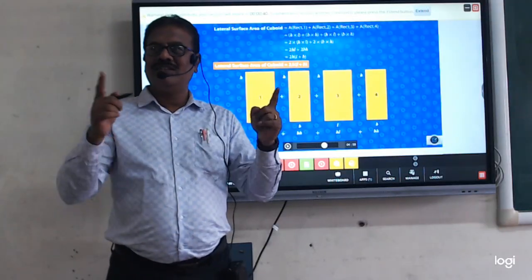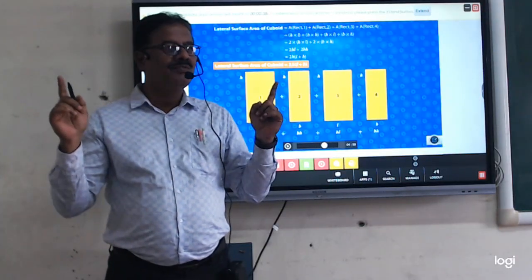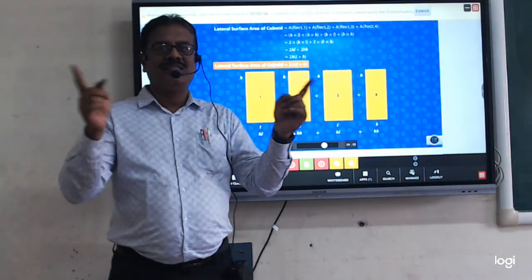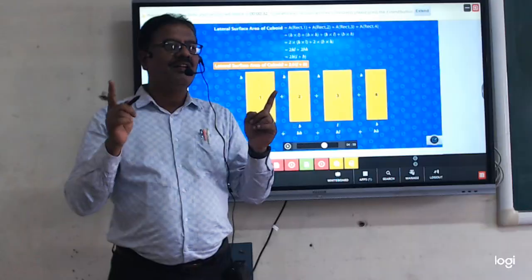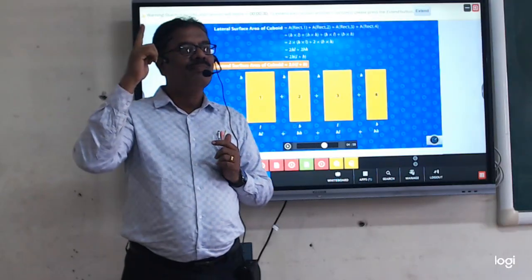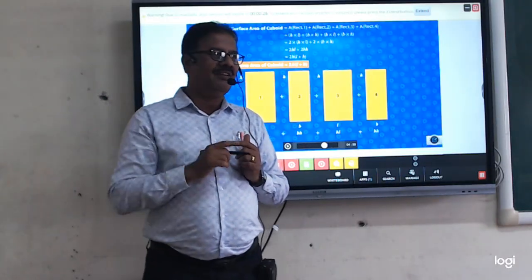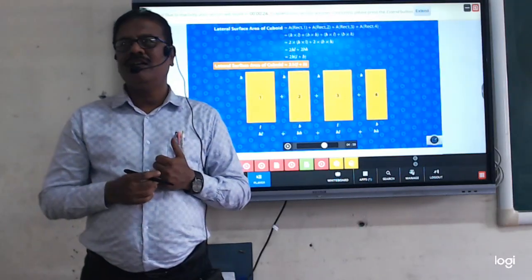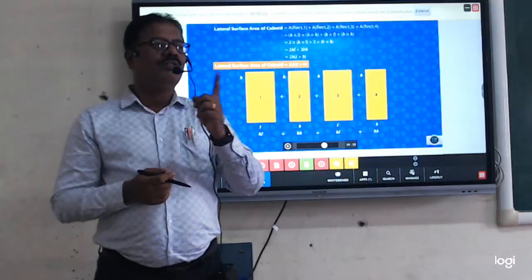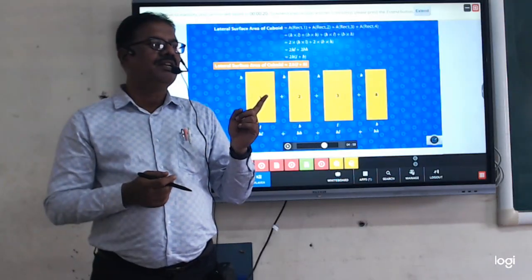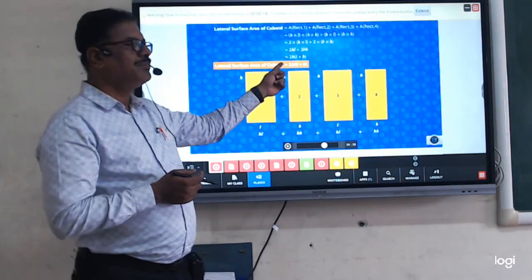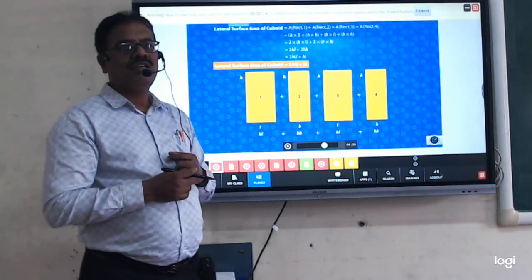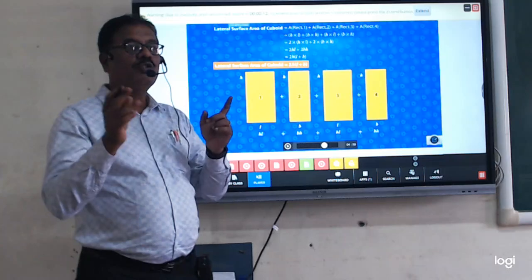I should find the area to be painted by calculating the LSA, lateral surface area, plus the area of the top, I mean the ceiling. What is the shape of the ceiling? Rectangle. What is the formula to find the area of a rectangle? L into B. So along with the 4 faces, that is 2H into (L plus B), the lateral surface area. If you add the area of the ceiling, you will get the area to be painted.